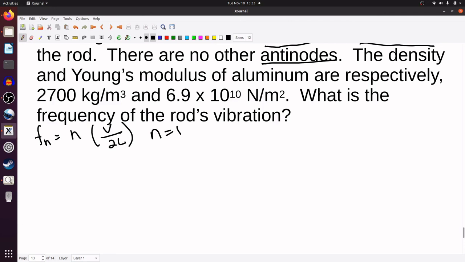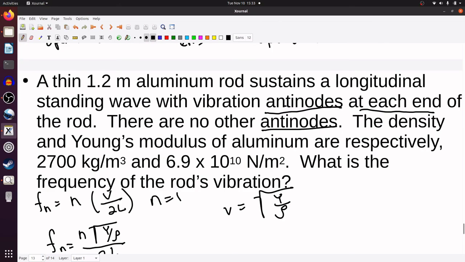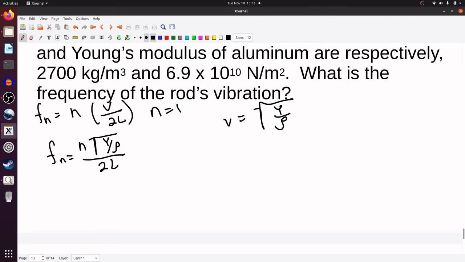Finally, it says we need to get the velocity. Well, it didn't say that, but they wouldn't have given us the Young's modulus and the density otherwise. From an earlier chapter, I believe, we know that the velocity inside of a solid is going to be the square root of the Young's modulus divided by its density. So I can rephrase that to write f equals n root of Y over rho, over 2L. And it gave me the length of the rod. I have all the information I need, so let's plug it in.